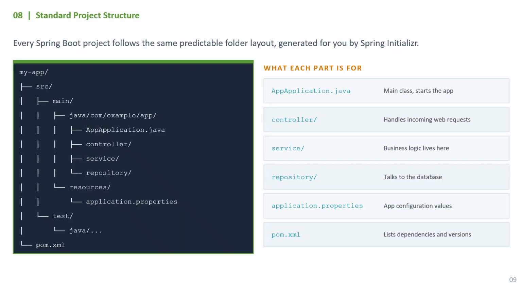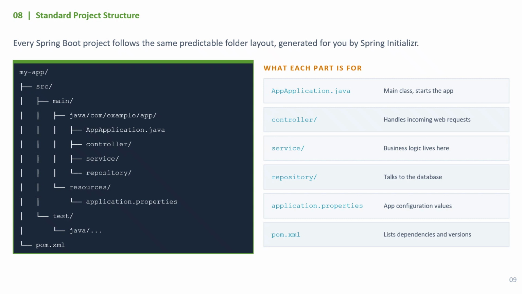Now let's look at how a Spring Boot project is usually organized on disk. Every Spring Boot project follows the same predictable folder layout, and this layout is generated for you automatically by a tool called Spring Initializr. On the left, you can see the typical structure. Inside src/main, you have your Java folder containing your actual application code split into packages like controller, service, and repository. Inside resources, you have your application.properties file, which holds your configuration. And separate from all of that, you have a test folder for your test code.